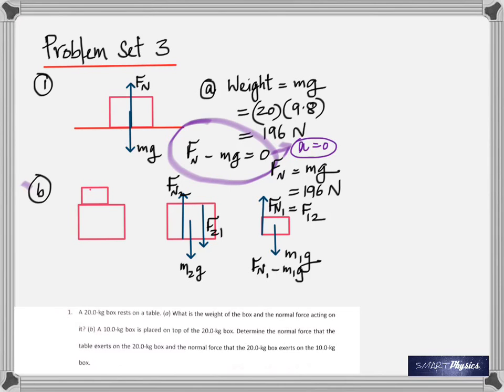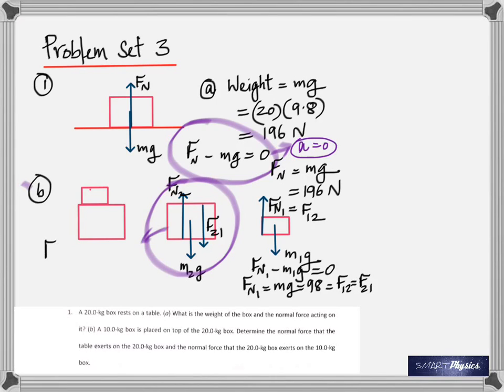Now, if you get those diagrams correct, then it's easy. From this one, Fn1 minus M1G is equal to 0. So Fn1 is, I should have said M1G, which is 98. Is it 98? Because it's 10 times 9.8, correct? But at the same time, we know F12 is the same as F21 in magnitude.